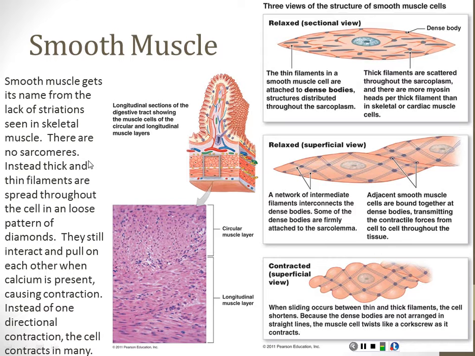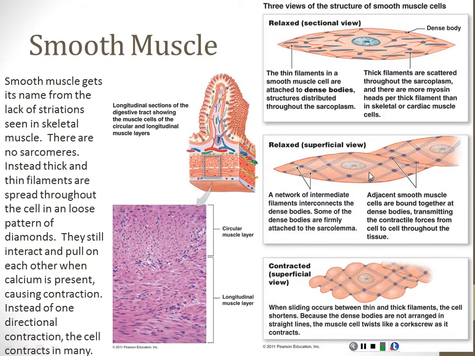Now, there are thick filaments and thin filaments. There's actin and myosin, and there's tropomyosin and troponin. All of your friends are there, but they are a little different than their skeletal muscle cousins. All the proteins are different, and there's no sarcomere orientation.